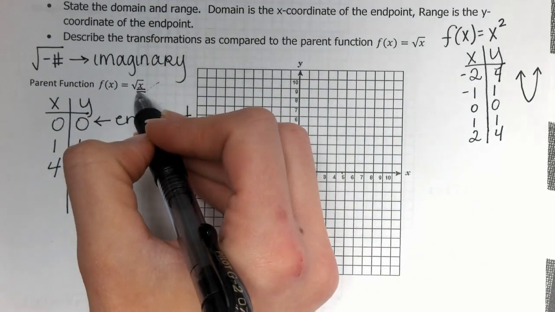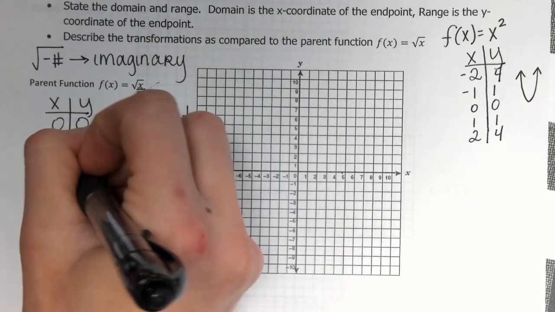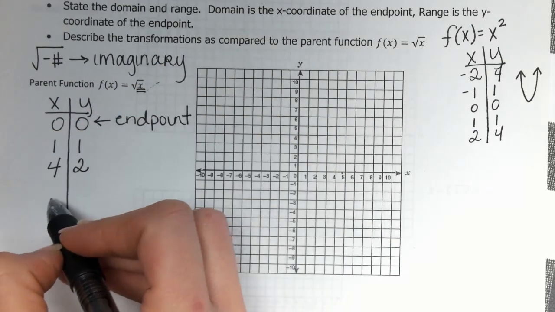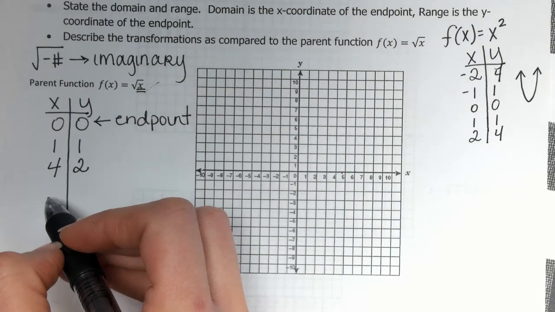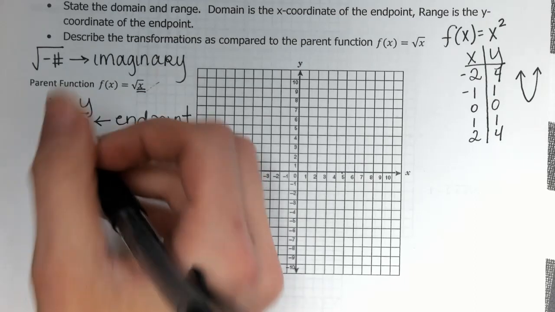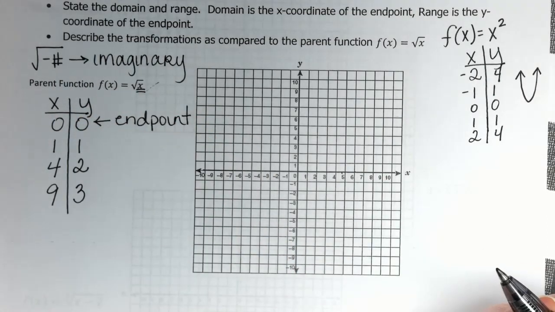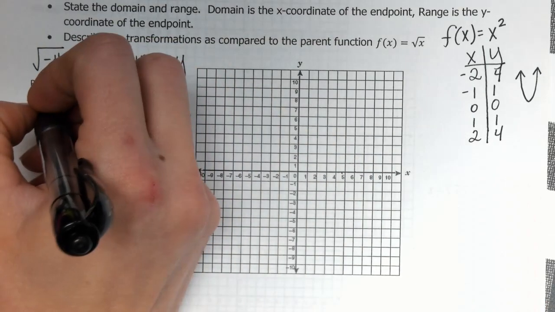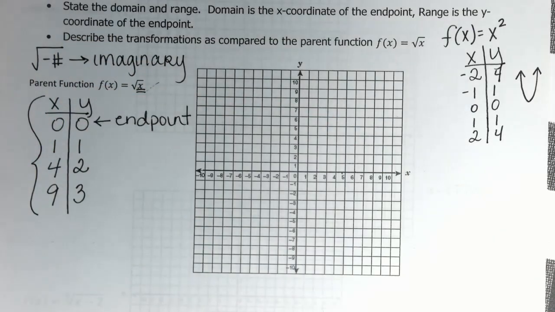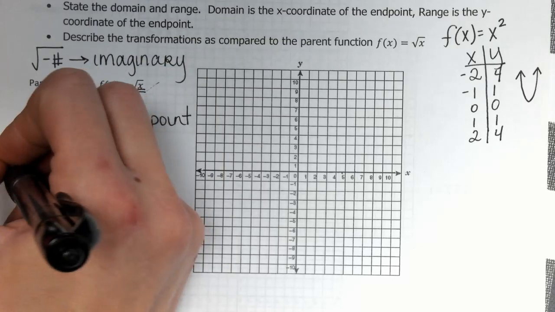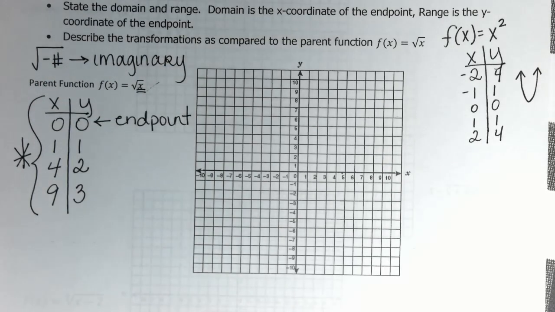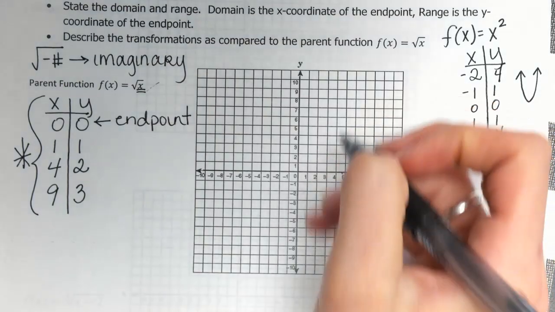So if I plug in 4 for x, what's my y? 2. So then what would be my next value in my table? 9. The square root of 9 would give me 3. Okay, my next one would be 16, which isn't going to fit on my graph, so I'm not going to do that. So this will be the parent function table that you need to memorize. Okay, which by the end of this lesson, you're going to have it memorized because we're going to do it every single example. Okay, so what does that graph look like?